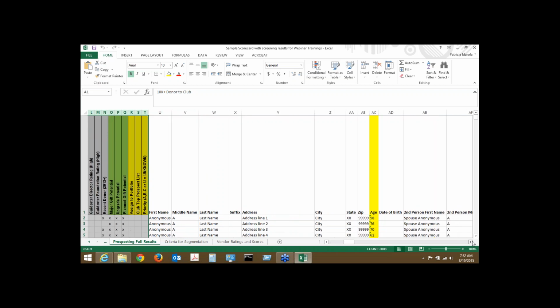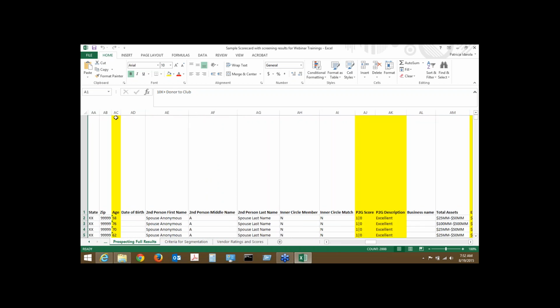So the first thing you receive in your file is age. Age comes from one place: household demographic information. So you may look at somebody in your file and say that this person is not 58, this person is 55. Because this information comes from household demographic information, it means that somebody in the household is 58, not necessarily the person that you screened. It could be a spouse.